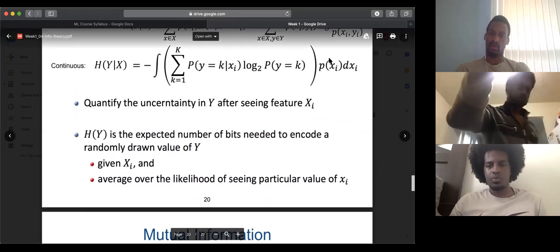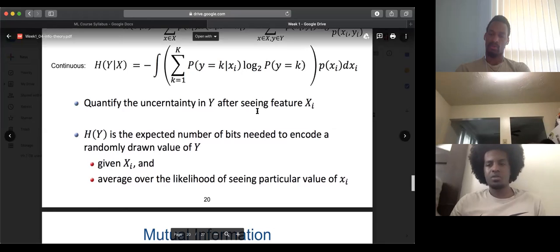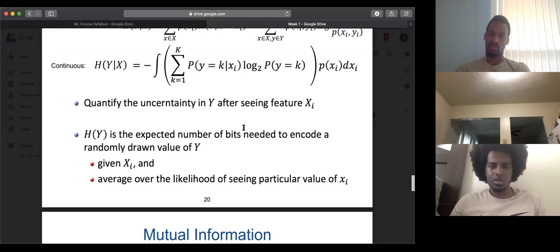Yeah, I think so, because we're not doing anything different. We're just taking the integral over a continuous distribution. Mm-hmm.